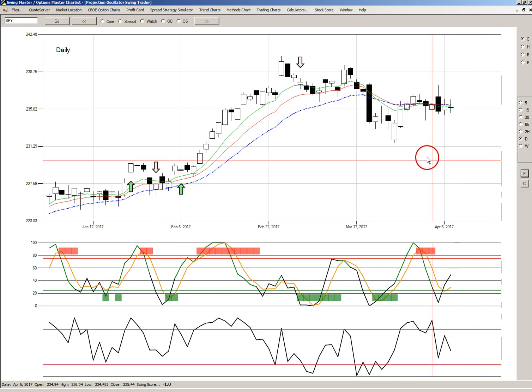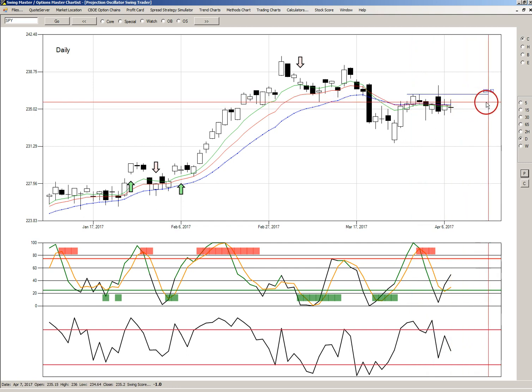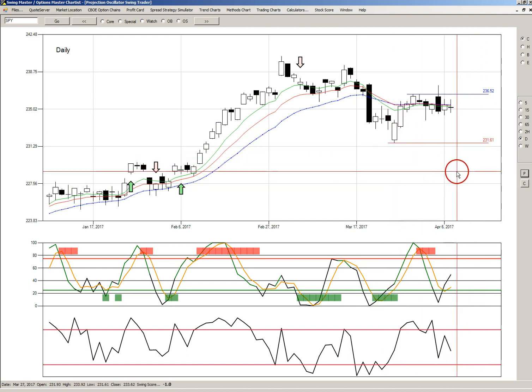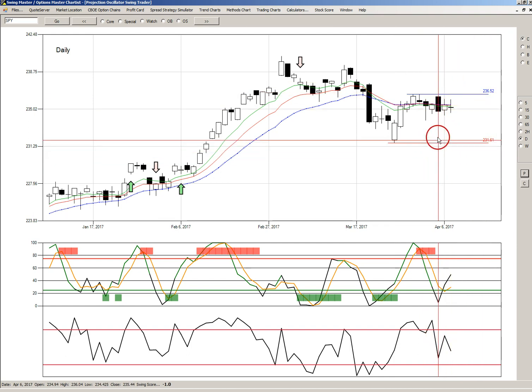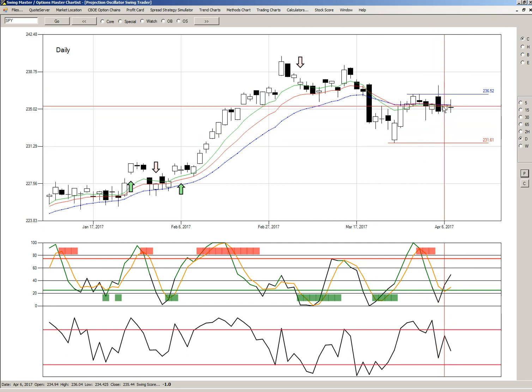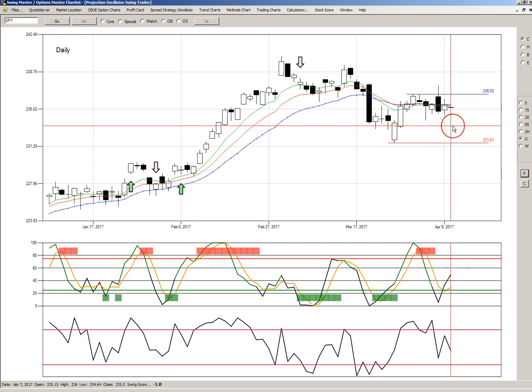But another thing we can do is we're always interested in the range. So if we look at the last overbought zone and we click here, we can see that made a high at 236.52. And if we look at the last oversold zone, we get 231.61. So this is the swing trading range, and we have a pretty good handle on what to expect going forward for the longer term if either of these levels is penetrated.